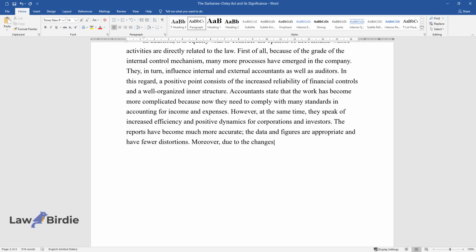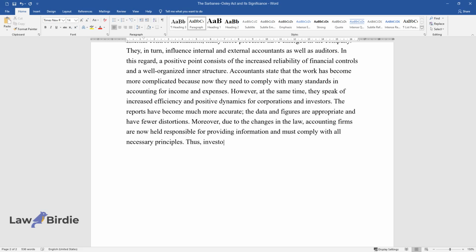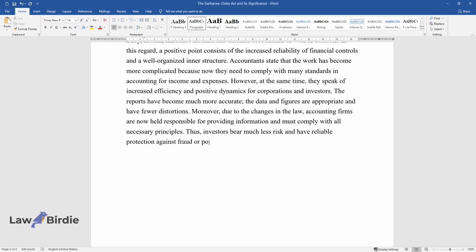Moreover, due to the changes in the law, accounting firms are now held responsible for providing information and must comply with all necessary principles. Thus, investors bear much less risk and have reliable protection against fraud or possible errors.